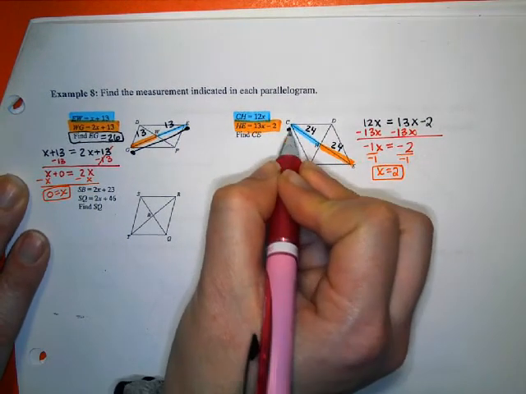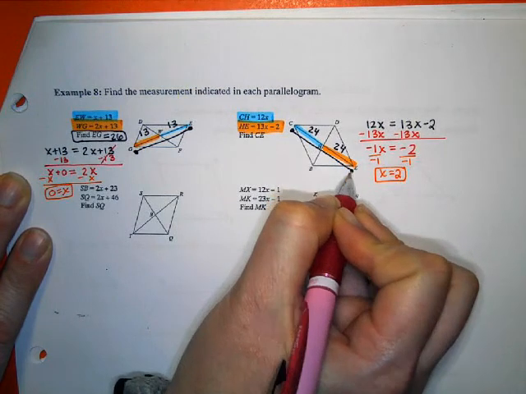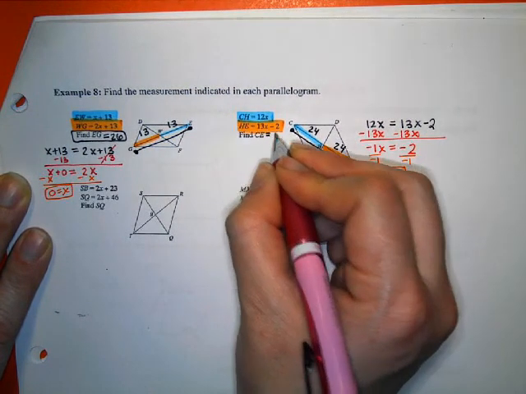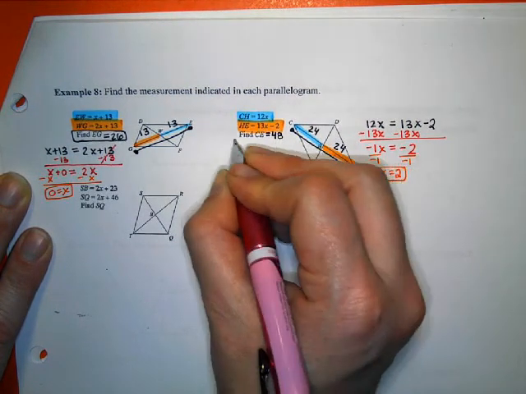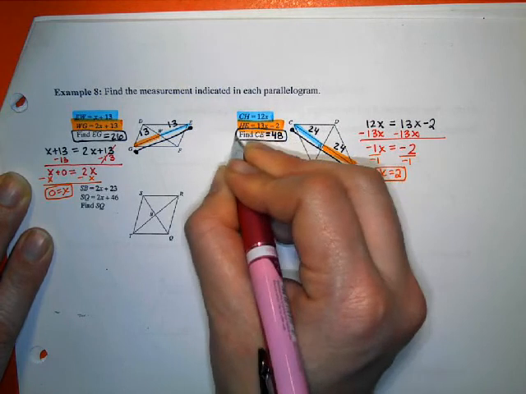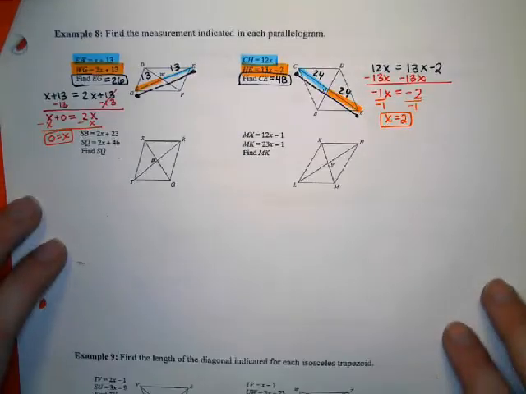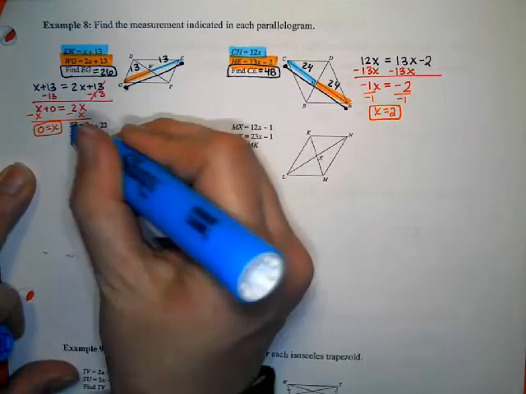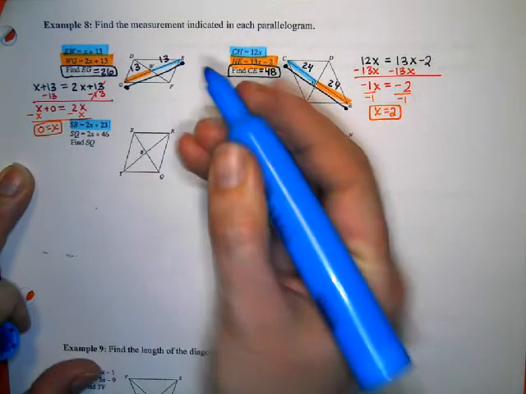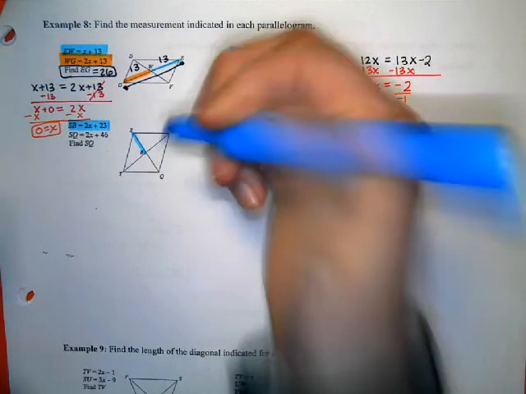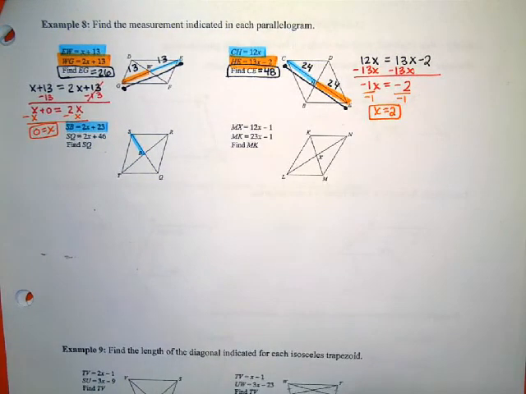Which means when I plug a 2 in, 12 times 2 is 24, which means this orange one is 24, and the full would be 48. Let's see what it wants though. C to E. Okay, you are good. It wants the full. 48.